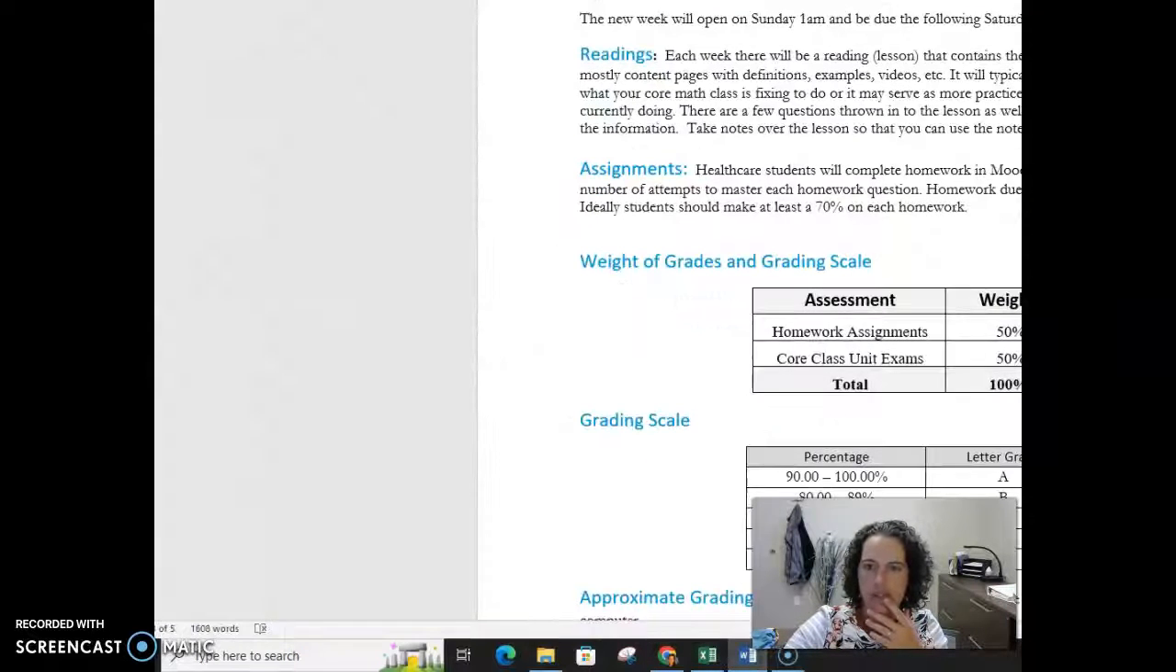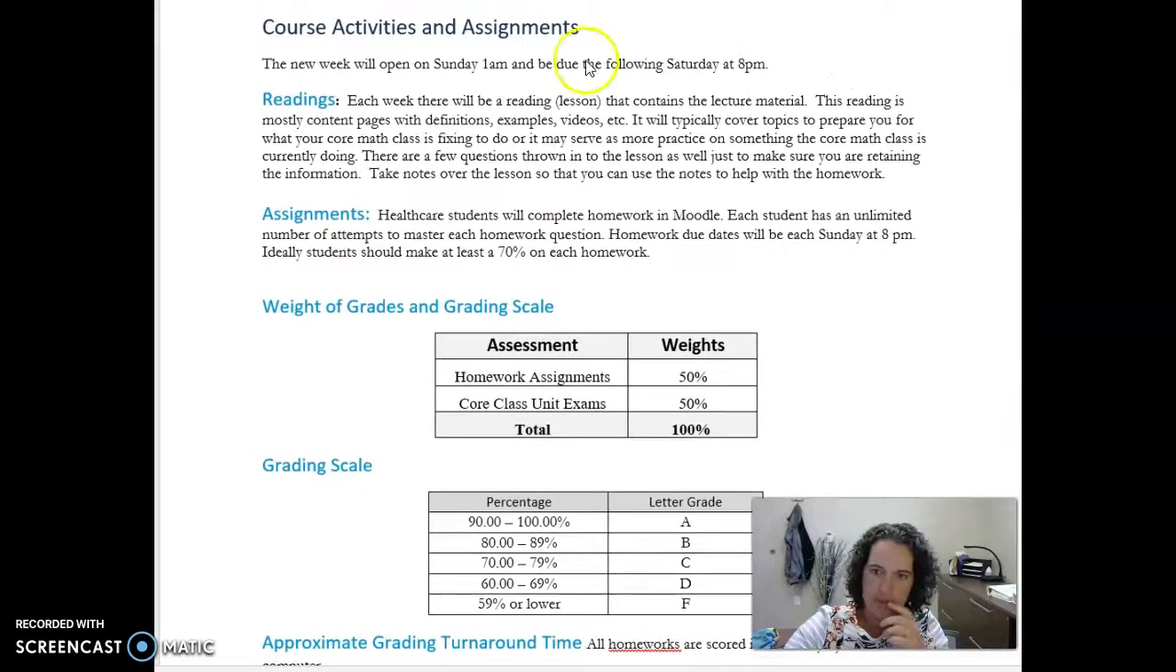Back to the syllabus. So in those readings, like I said, it's going to be some definitions, examples, videos. You can take notes over them. You can use your notes in the assignments that you're doing. The homework assignments still have that check answer button, so there's no reason why you can't make 100 on those. Ideally, I'd like to see you make at least a 70 on them, but you'll notice there's no tests, right? It's all just readings and homework.